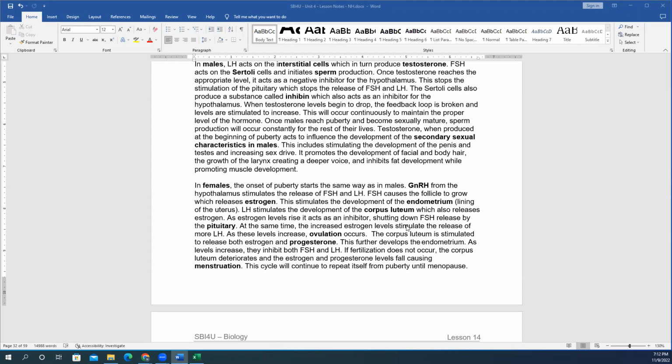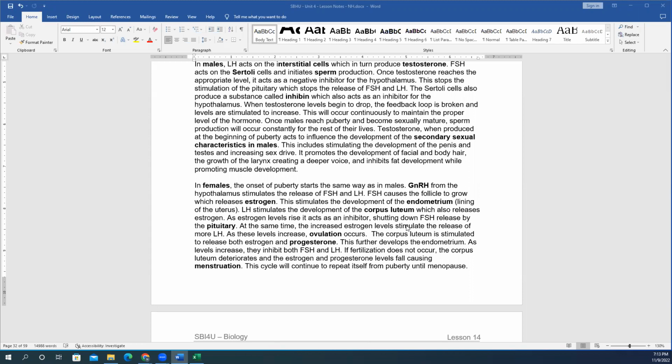also will release hormones. It will release estrogen, and as these estrogen levels rise, they will also act as an inhibitor once they've reached the appropriate levels, and anything beyond that will act to inhibit and shut down the release of FSH, the follicle-stimulating hormone, by the pituitary. Now, at the same time, the increase in these estrogen levels will stimulate the release of more luteinizing hormone. And as these levels increase, you then enter a cycle of ovulation.